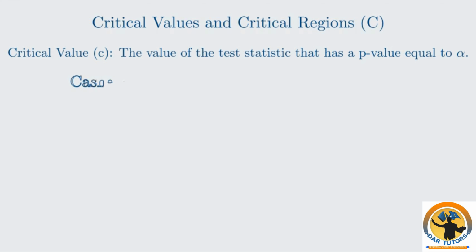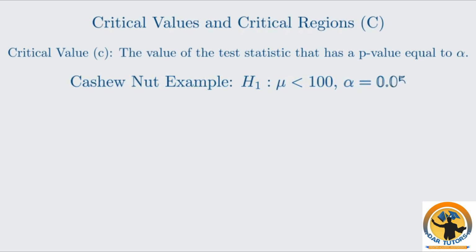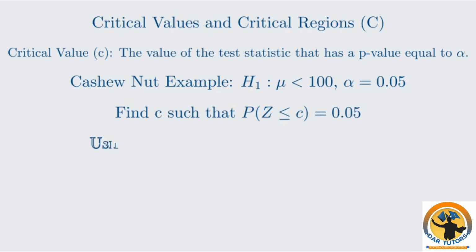Let's revisit the cashew nut example with this new method. We are performing a one-tailed test with H1 being mu less than 100 and alpha is 0.05. Since H1 is less than, our critical region will be in the lower or left tail of the standard normal distribution. We need to find the critical value C, such that the area to its left is 0.05. You can find this using the inverse normal function on your GDC. For an area of 0.05, a mean of 0, and a standard deviation of 1, the calculator gives us a critical value of approximately -1.64.